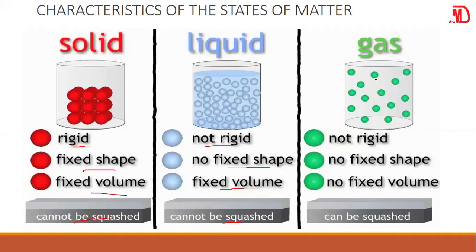Now look at gases. Look at the particles widely apart from each other. So they have no fixed shape, no fixed volume, and they can be compressed or squashed easily. So basically, these are just the summary of the characteristics of the states of matter. All right.